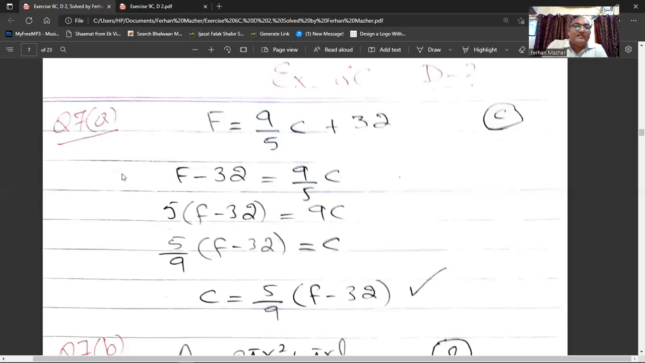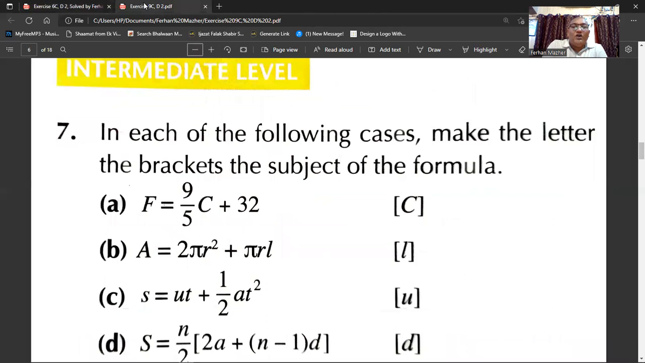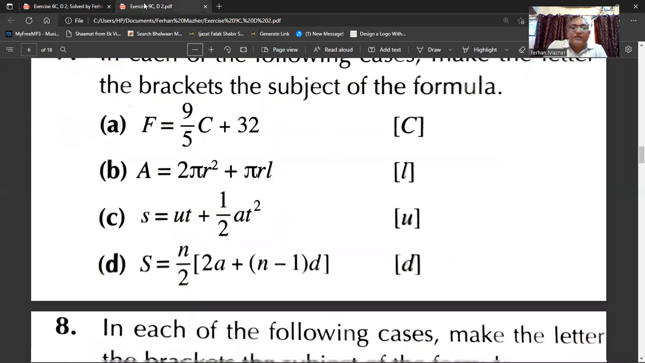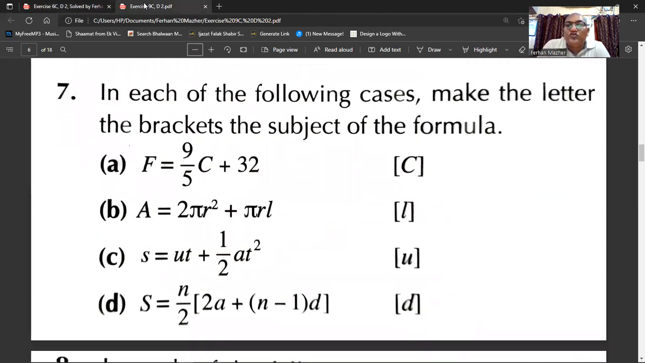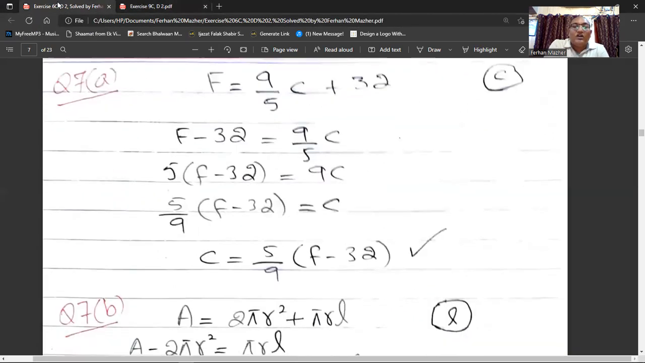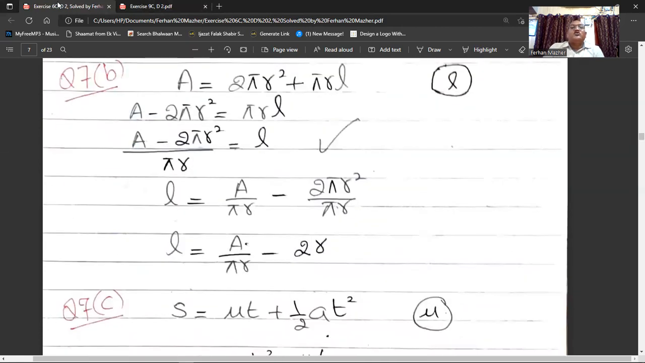Question number 7, its B part, says A equals 2 pi r square plus pi r L. And we want to make L the subject of the formula. Let's see how we can do that. The 2 pi r square, which is adding with the pi r L, because we want to make L the subject of the formula, will go to the other side and be subtracted from there. So A minus 2 pi r square will be equal to pi r L.